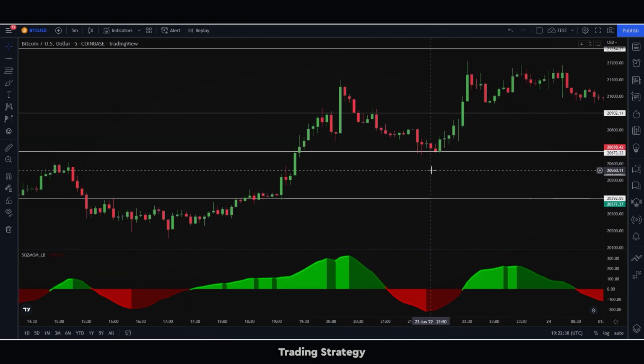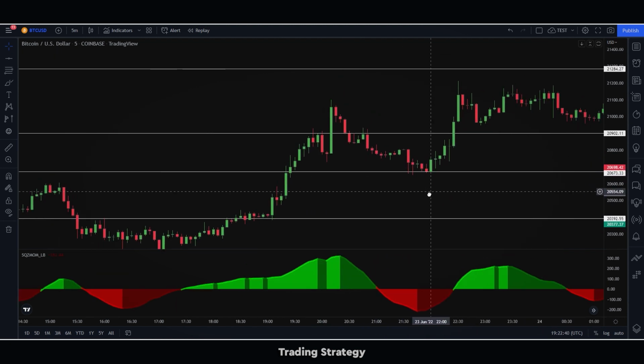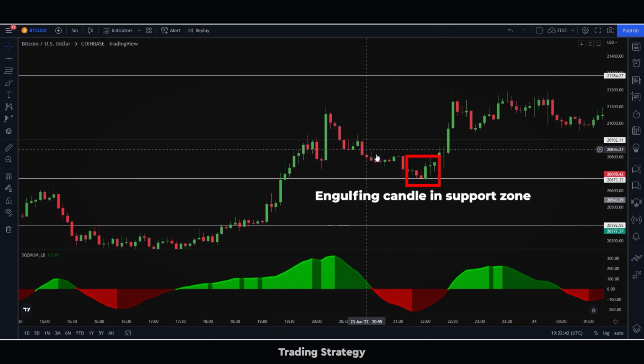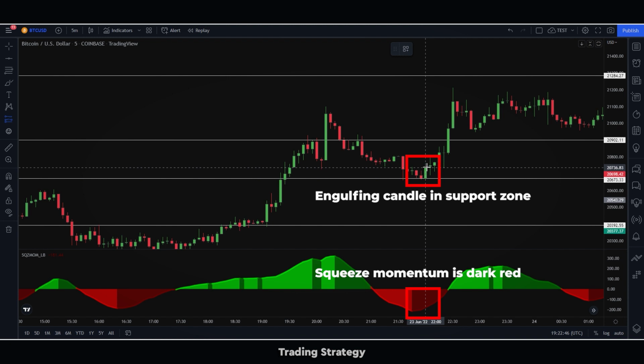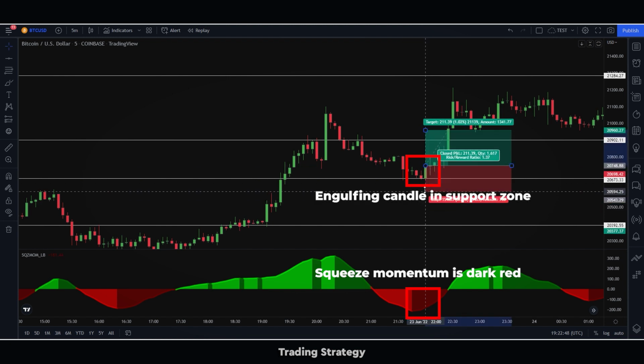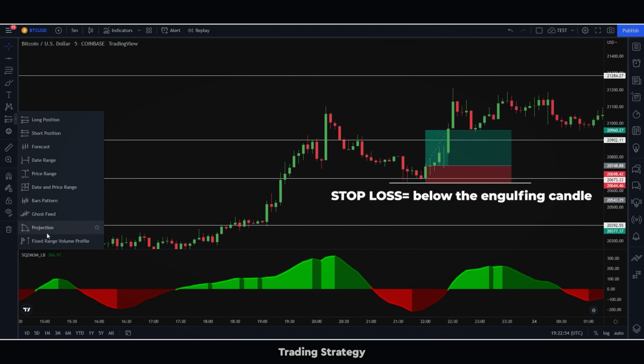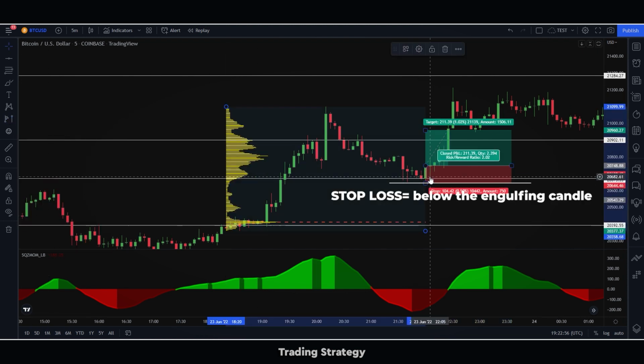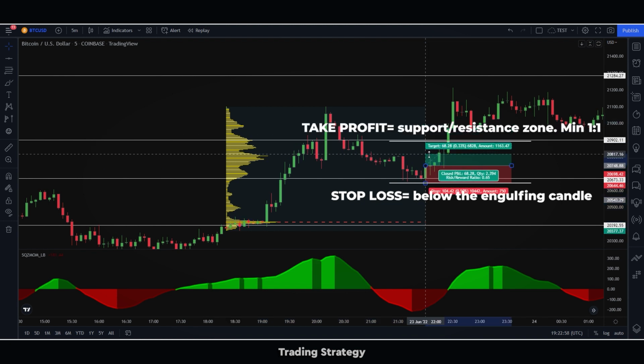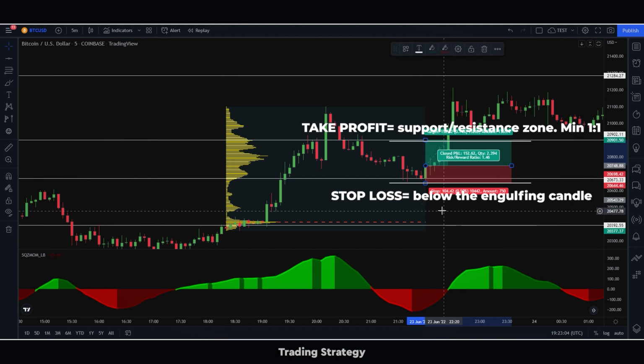Having explained that, let's explain the strategy. We will buy if there is an engulfing candle in a support zone, and the squeeze momentum is light green or dark red. In case the engulfing candle is very clear and we are sure, we can ignore the squeeze momentum. We will place our stop loss a little below the engulfing candle and the take profit in the support and resistance zones, helping us with the volume profile, with a minimum risk-benefit ratio of 1:1.